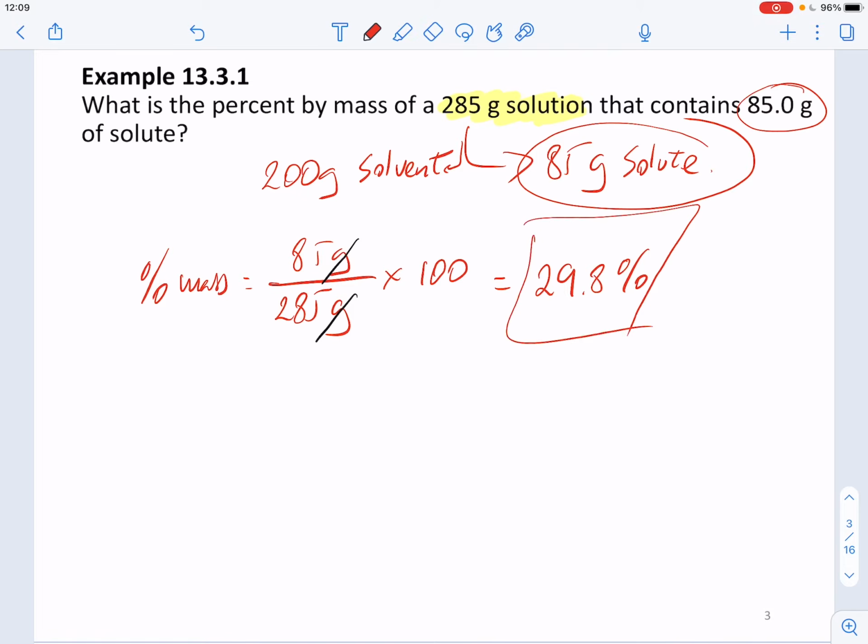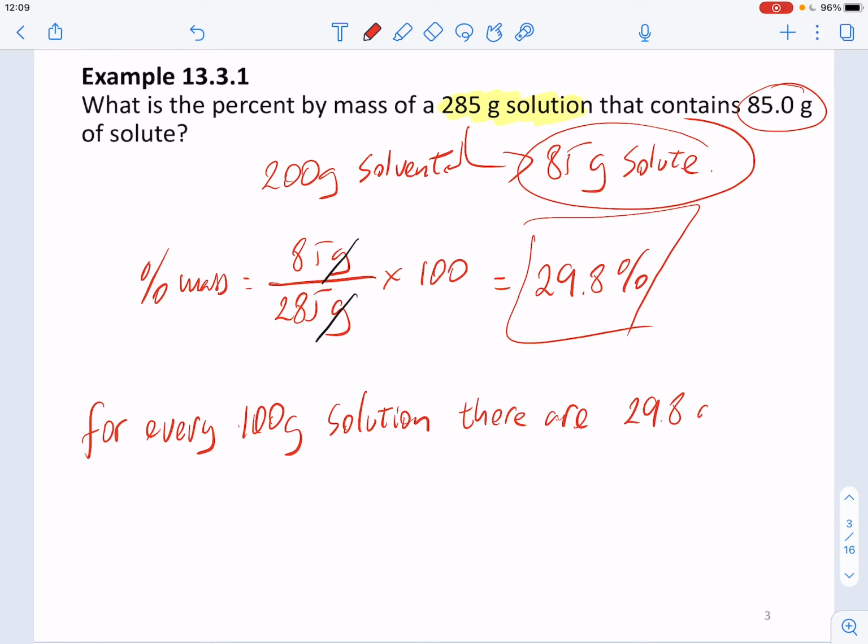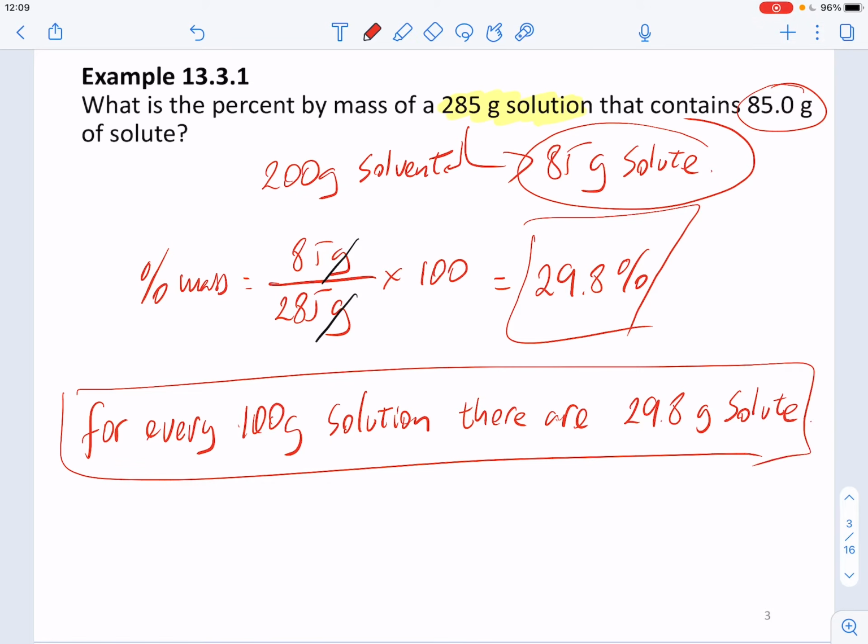The result for this calculation is 29.8%. Now how do we read this concentration, 29.8%? What that really means is that for every 100 grams of solution, there are 29.8 grams of solute. So this is how you read a percent by mass concentration. That is the meaning behind that percent.